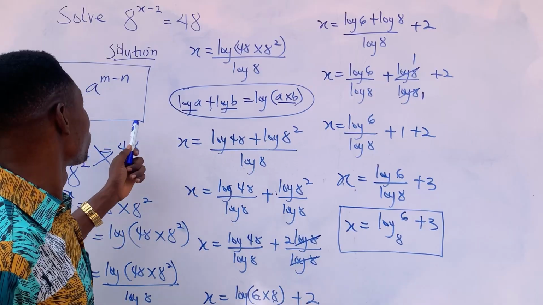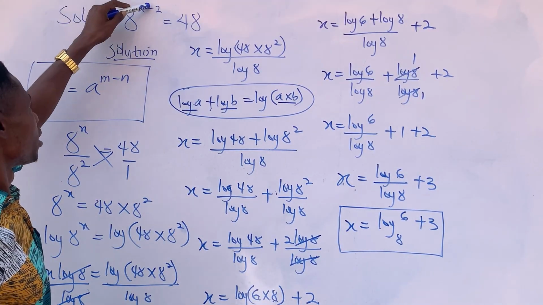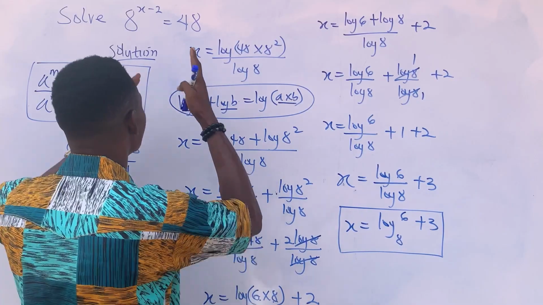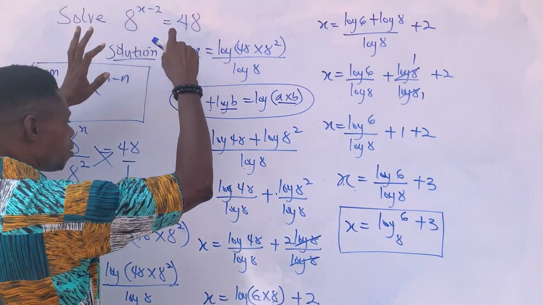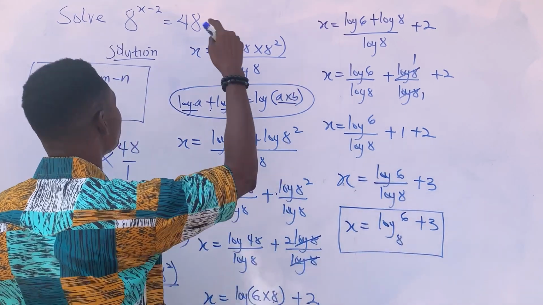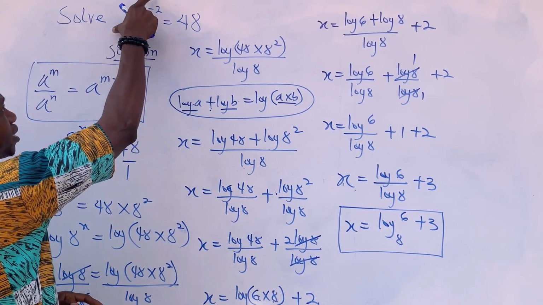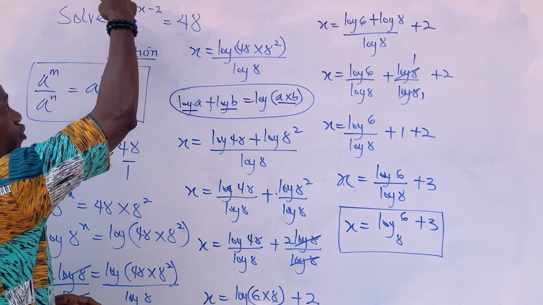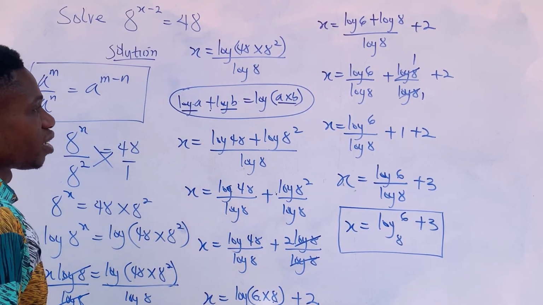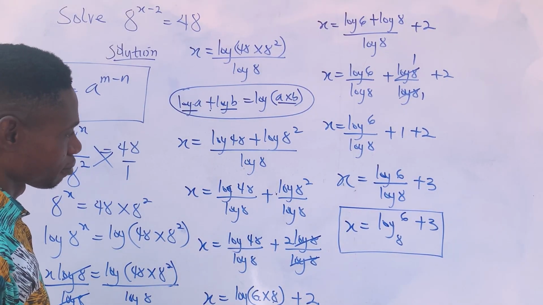Now, our original question says 8 raised to the power x minus 2 equals 48. So let's pick this left-hand side, place our x, which is log 6 base 8 plus 3, into our x, and see if the entire answer, when we resolve it, will give us 48. So let's prove that.